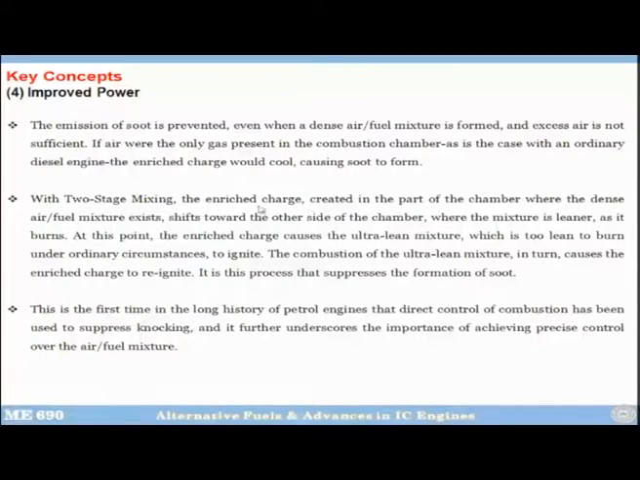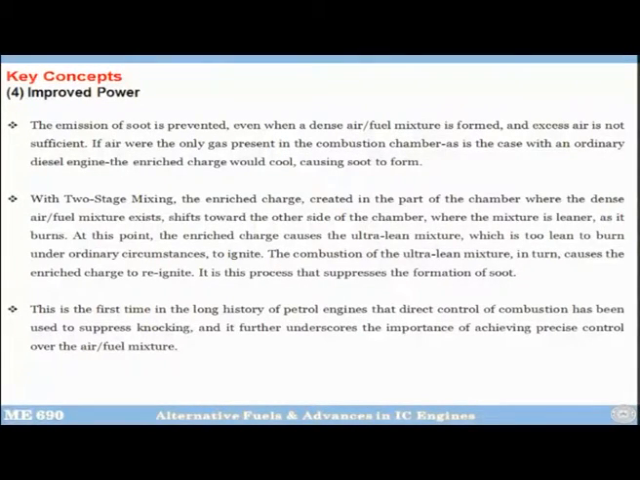With two stage mixing, the enriched charge created in the part of the combustion chamber where the dense air fuel mixture exists shifts toward the other side of the chamber where the mixture is leaner, because of the thermophoretic forces. As it burns, at this point the enriched charge causes the ultra lean mixture, which is too lean to burn under ordinary circumstances, to ignite. The combustion of ultra lean mixture in turn causes the enriched charge to reignite. It is the process that suppresses the formation of soot.